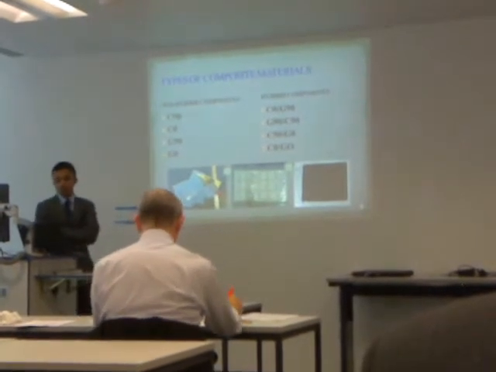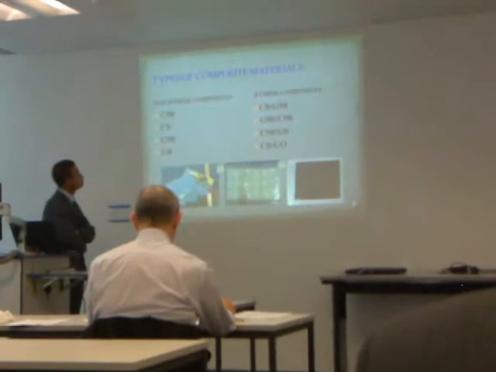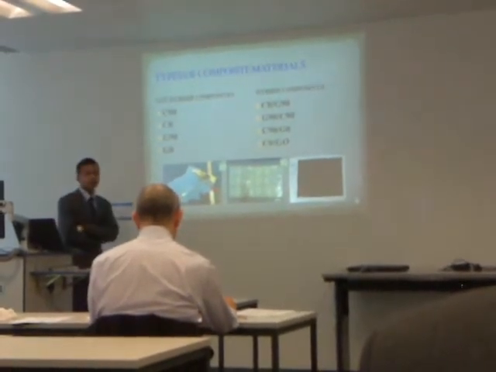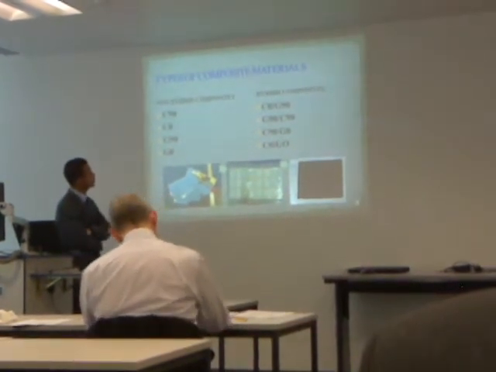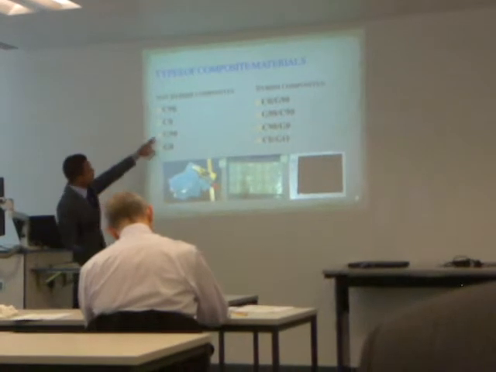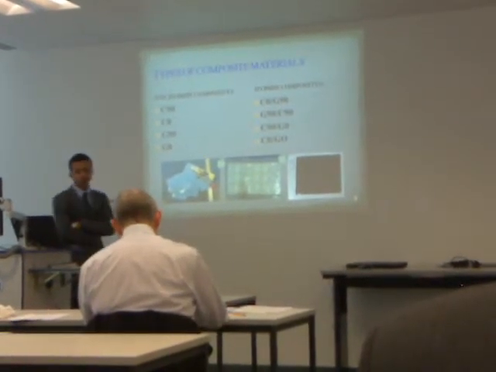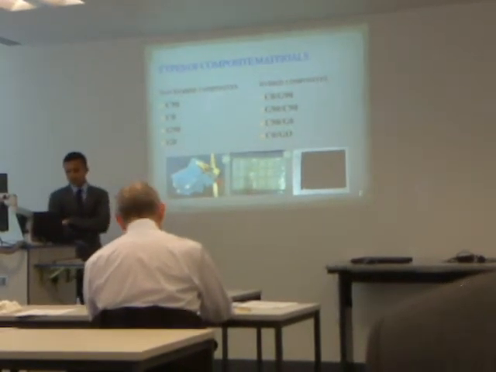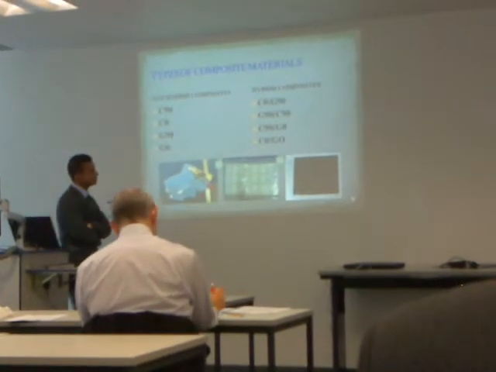Now the types of composite materials which I have made. I have divided the composite materials into two types, the non-hybrid composites and the hybrid composites. I made the composite material using carbon fiber reinforced polymer and glass fiber reinforced polymer, at different fiber orientation angles, that is 90 degrees and 0 degrees. The dimensions of this carbon fiber are 80 by 80.